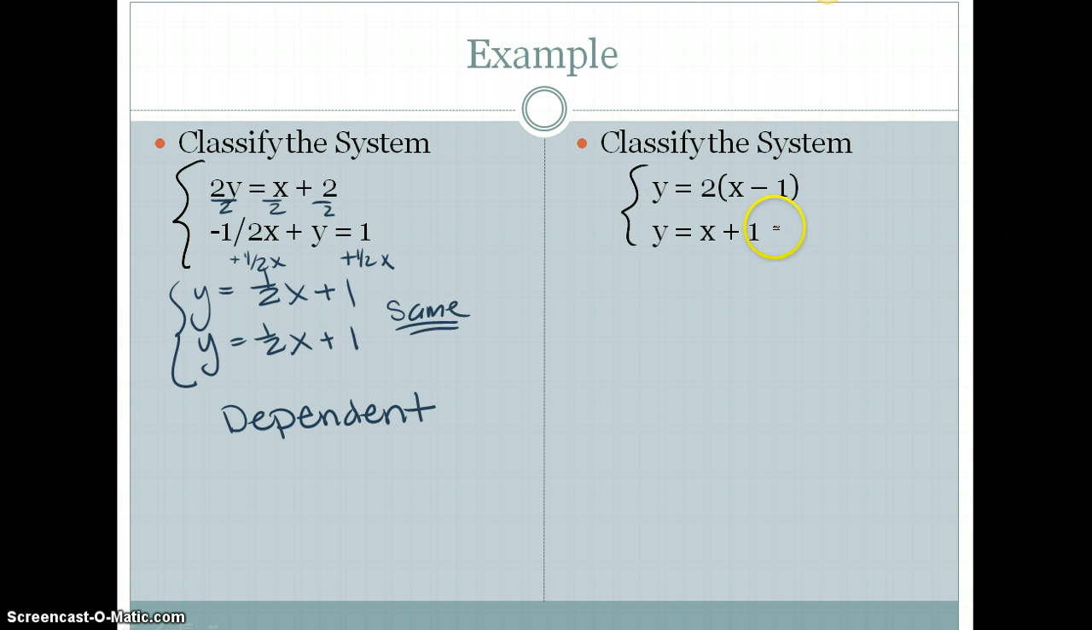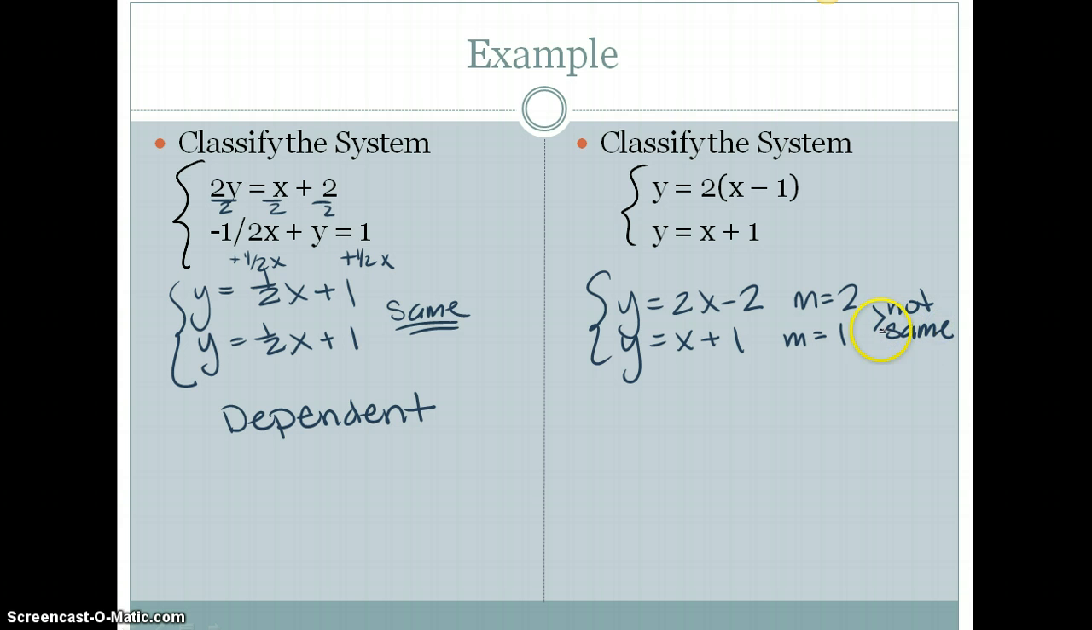For the second classification, you're going to want to start by solving the first one. So y is equal to 2x minus 2, and then the second one is pre-written for us in slope-intercept form. You'll notice right off the bat that this has a slope of 2, while the second one has a slope of 1, which aren't the same. And when the slopes don't match, you're independent.